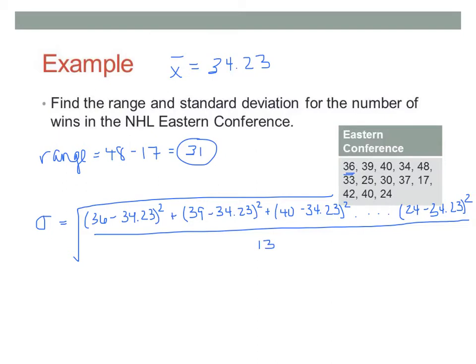Now, there are some great attributes of your calculators that will do a lot of this for you, or make it easier anyway. And so I'm going to leave it for you like that and see if you can put this all in your calculator, and you should get roughly 8.12 as your standard deviation. And we will talk in class about some different ways to put this in your calculator that makes it a little less cumbersome.